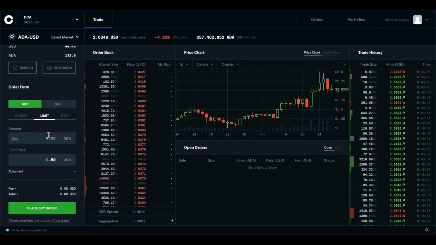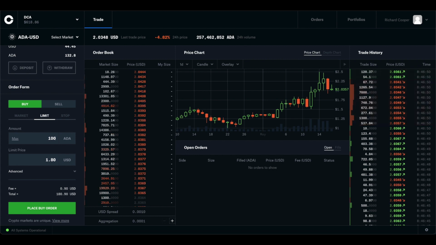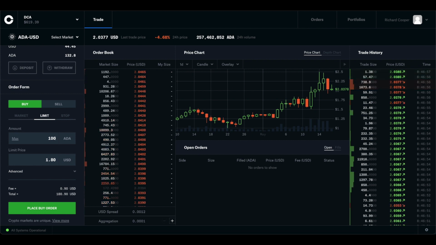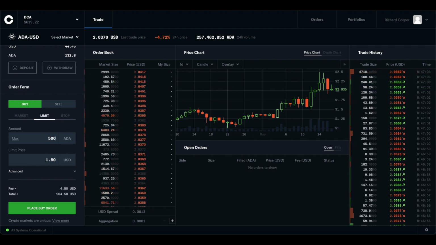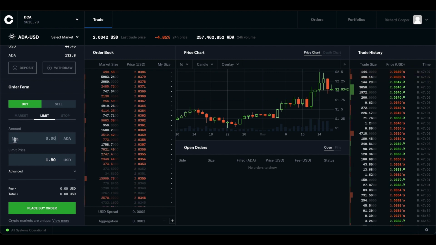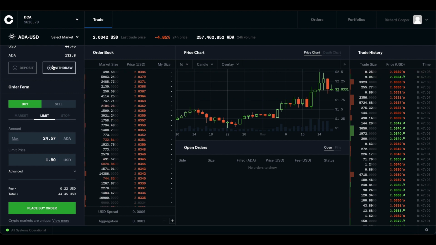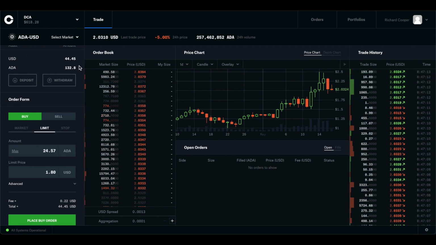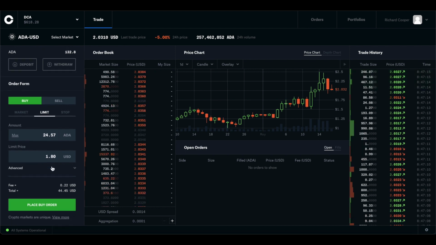This is typically where you can just kind of play with the numbers. So 100 ADA at 1.80 will give you a total of 180.90, right? 90 cents of USD is the fee. Furthermore, you can put 500, however much you want to invest, right, at 1.80, or you can just simply put max, and that's how much USD they're going to max out, however much USD you have available to buy ADA. So that's pretty dope too.